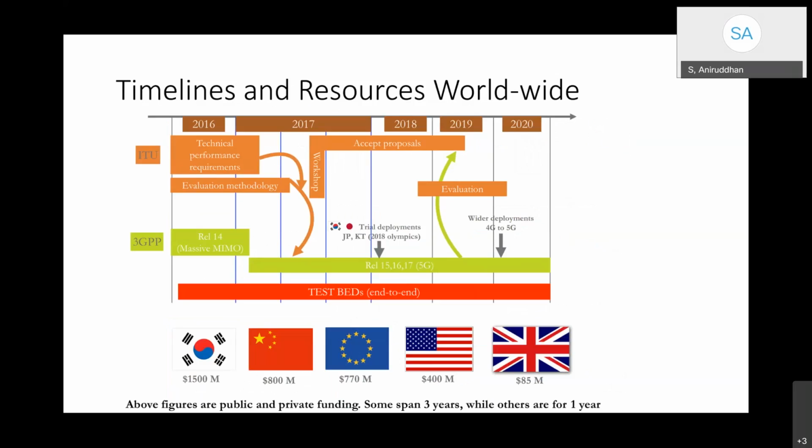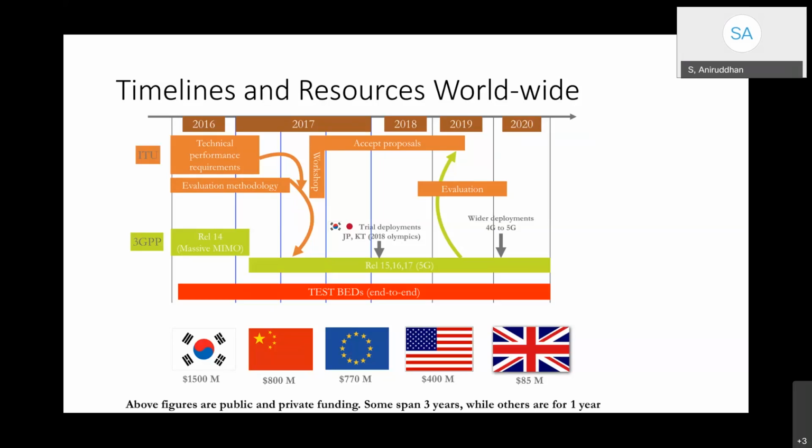Now, before we go ahead to the next part, which is the India specific scenario, I wanted to point out the timelines and resources worldwide. So if you look at 2020, I believe by June 2020, the first version of the 5G standard has been finalized. So deployment was due to start in 2020 and probably has started in some parts of the world. But because of COVID, we probably expect that this will spill over into 2021.